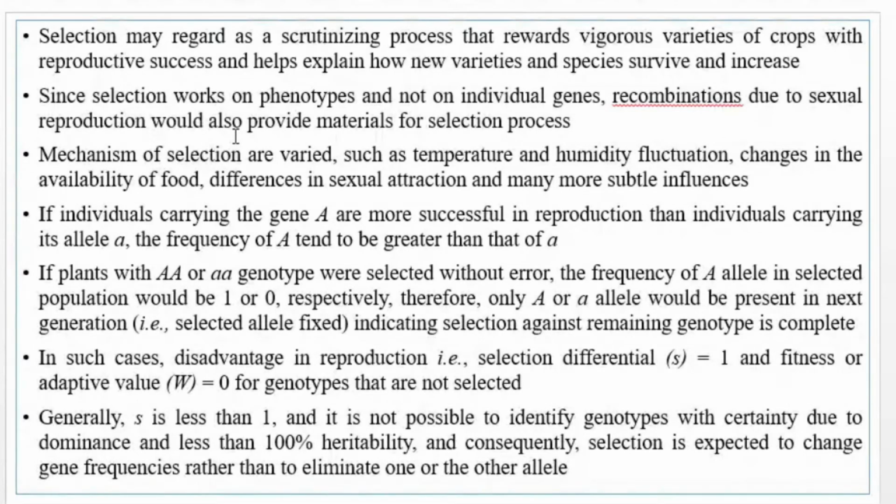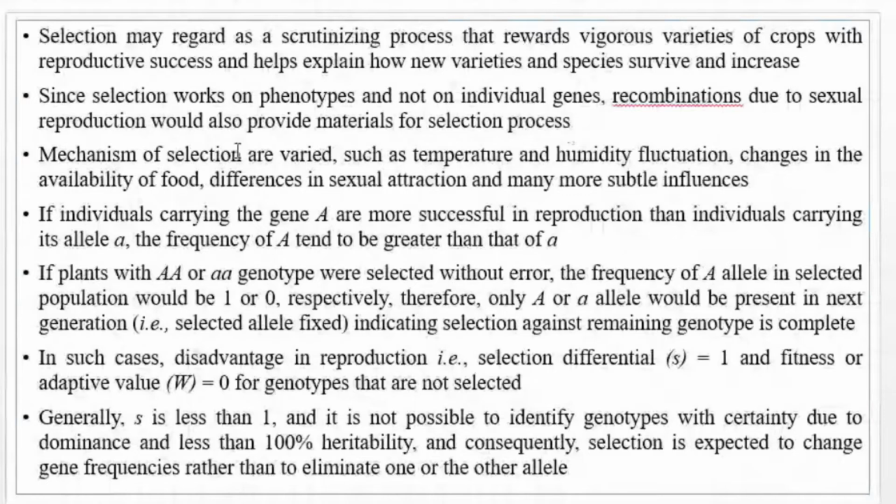That also provides the opportunity for selection to happen in the population. So mechanisms of selection are varied, such as temperature and humidity fluctuation, changes in the availability of food, differences in sexual attraction, and many more subtle influences. So the selection mechanisms vary, with different factors affecting them. Temperature changes and relative humidity changes are climatic factors. Then food availability, differences in sexual attraction, and the like are other factors.